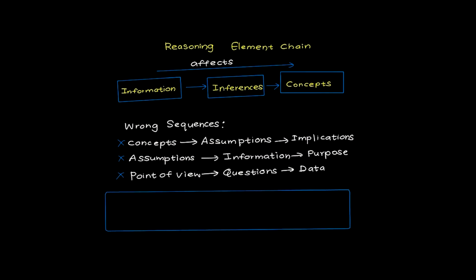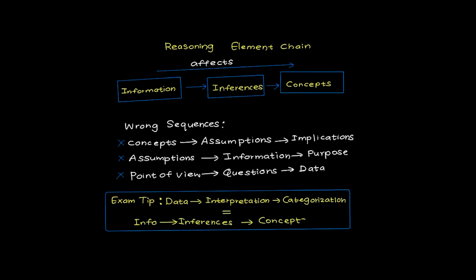Here's a WGU D265 OA exam tip for you. When you see data gathering leading to interpretation, leading to categorization, that's the information to inferences to concepts chain. Quick recall hook: info feeds, inference feeds, concepts.